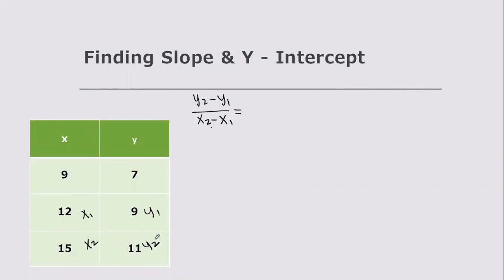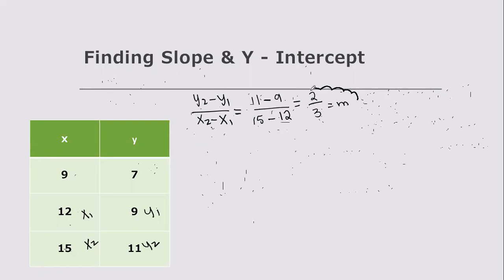So Y2 minus Y1, my Y2, I chose as 11, minus Y1, 9, over X2 minus X1, X2 is 15, minus X1, 12. 11 minus 9 will give me 2. 15 minus 12 will give me 3. So here's my slope, 2 over 3.